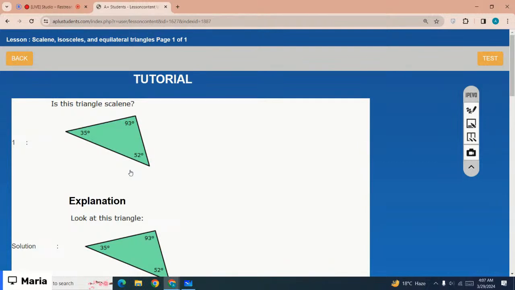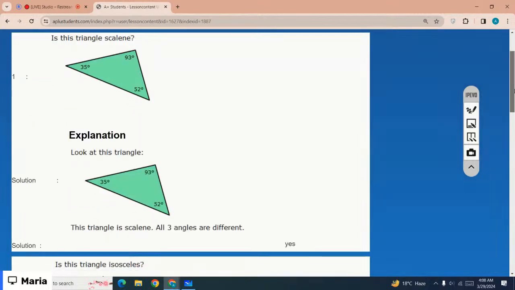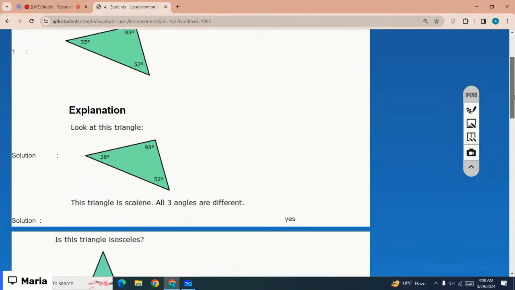Okay, is the triangle scalene? A scalene triangle is the one that has all three angles with a different measurement, right? Because all three angles are different in measurement, 93 degrees, 52 degrees, and 35 degrees, so that is a scalene triangle, right?